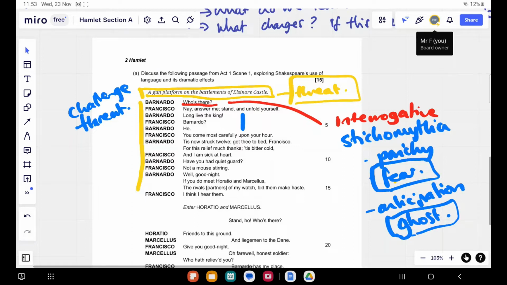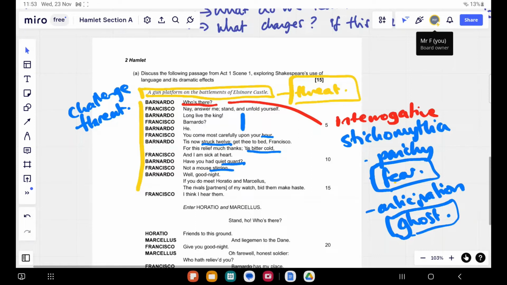The other thing we get here is some kind of image painting of where we are and what's happening. Remember, sometimes these plays were performed in daylight. So here we're being told that the hour is 12, it's bitter cold. So the idea of a cold, dark, silent night will create that atmosphere and menace that the audience need to understand if this is a daylight performance.